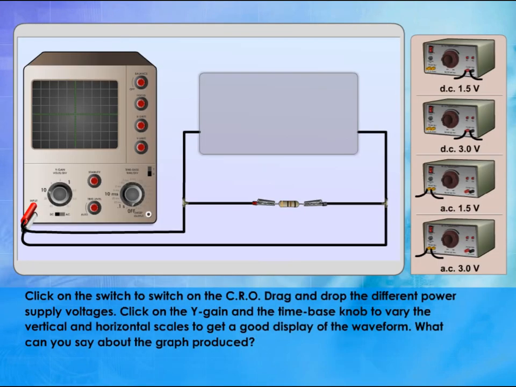Click on the switch to switch on the C.R.O. Drag and drop the different power supply voltages. Click on the Y gain and the time base knob to vary the vertical and horizontal scales to get a good display of the waveform. What can you say about the graph produced?